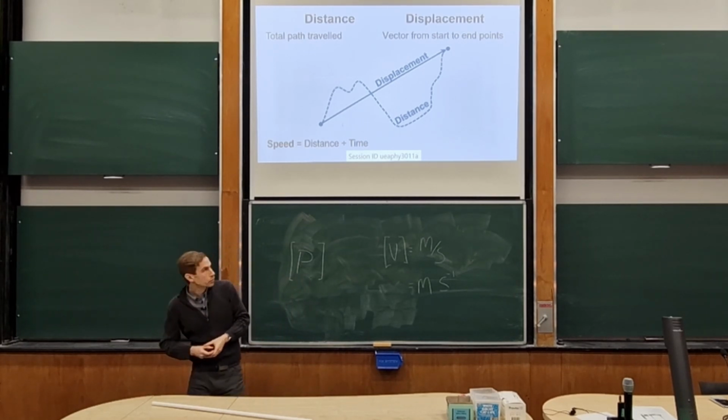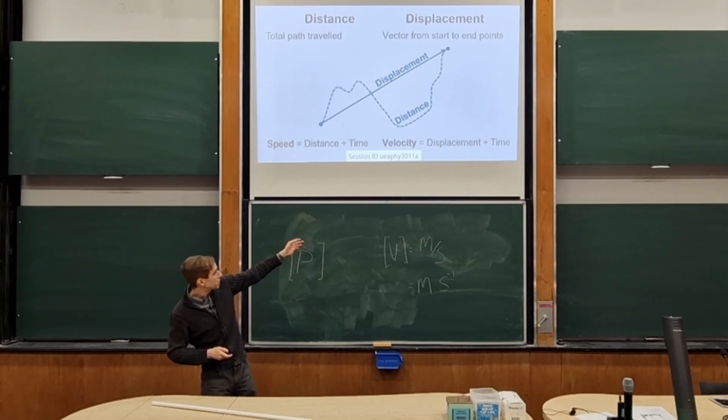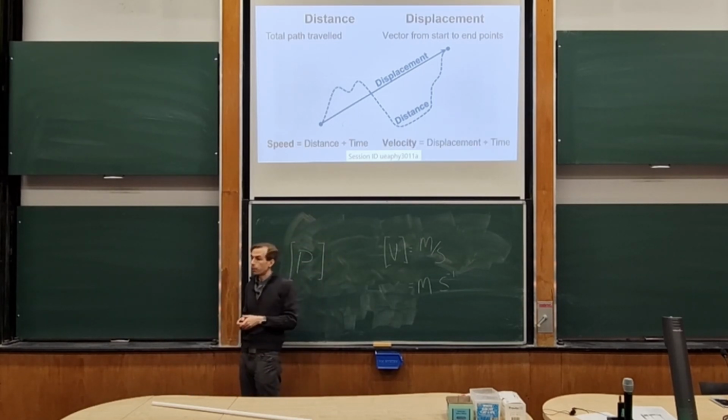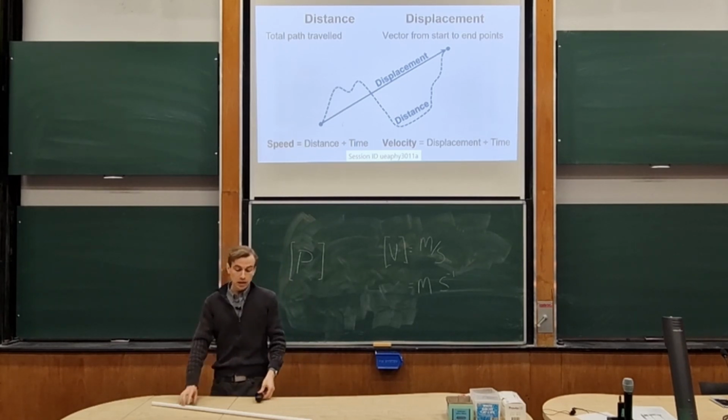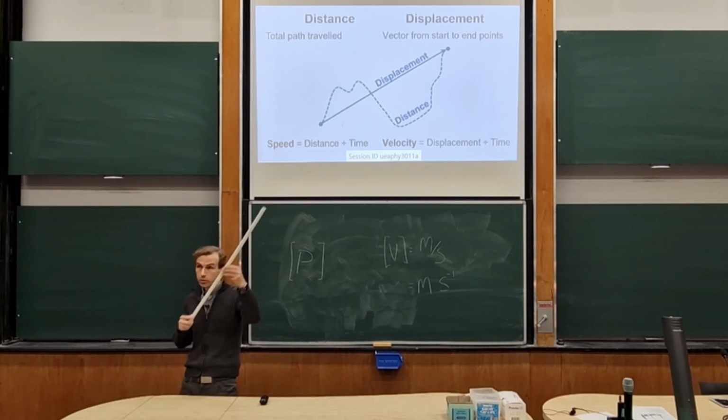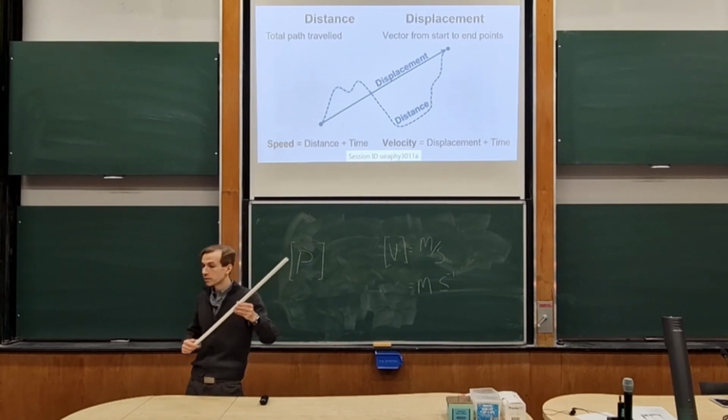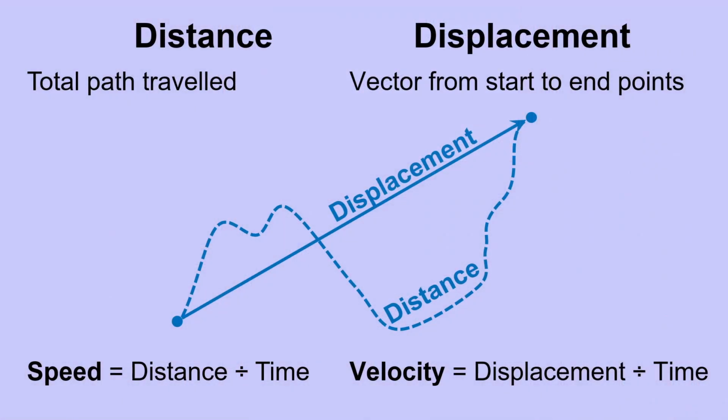Whereas velocity is our displacement divided by time. So just as the displacement, it comes with some direction built into it. If we then say, well, how long did that displacement take? That gives us our velocity. That velocity is going to have the same direction associated with it. So velocity is a vector quantity.